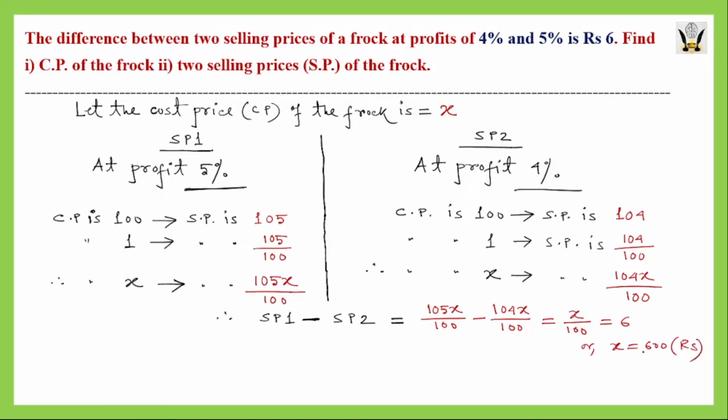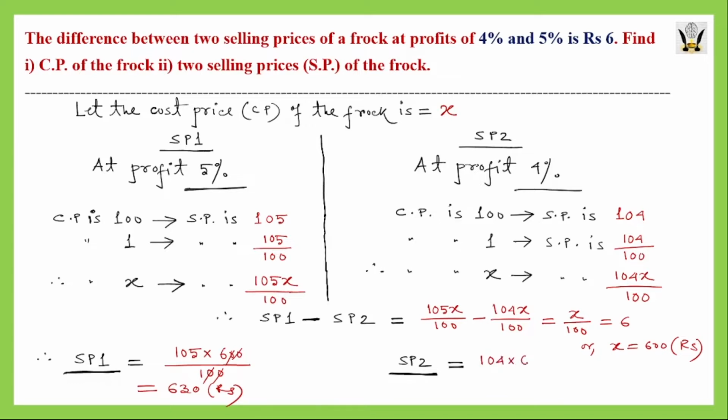That is the cost price of the frock. Now if we want to find the selling prices, the first selling price is 105 multiplied by X, which is 600, divided by 100. The 100s cancel each other, and finally this value will be 630 rupees. And the second selling price, SP2, will be 104 multiplied by 600 divided by 100, so it will be 6 times 104, that is rupees 624. So this is the second selling price.